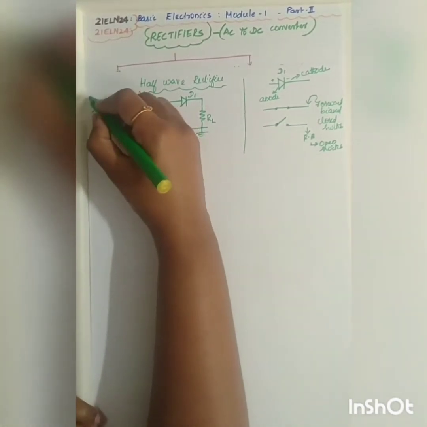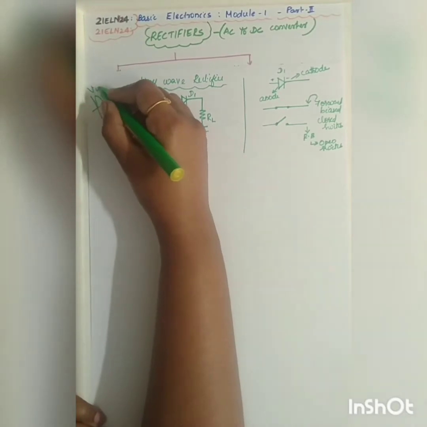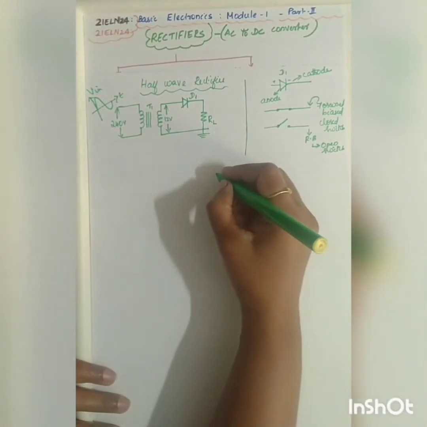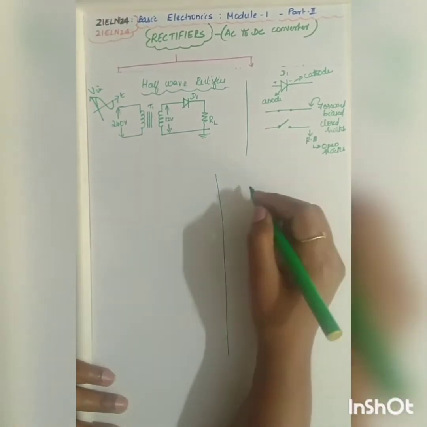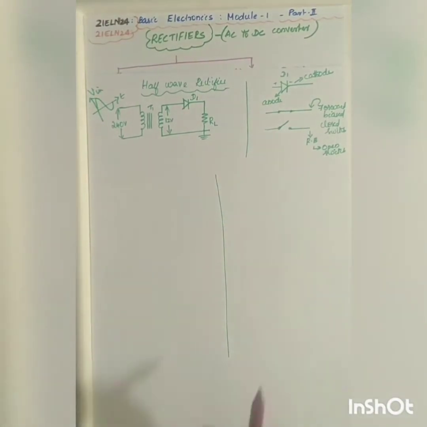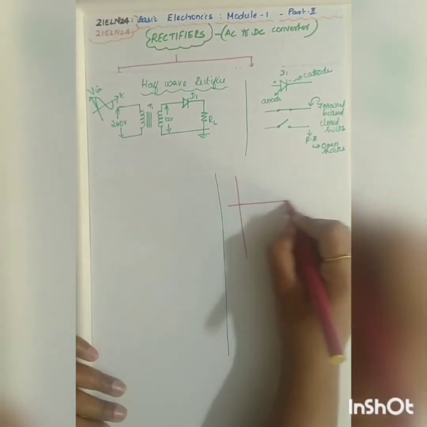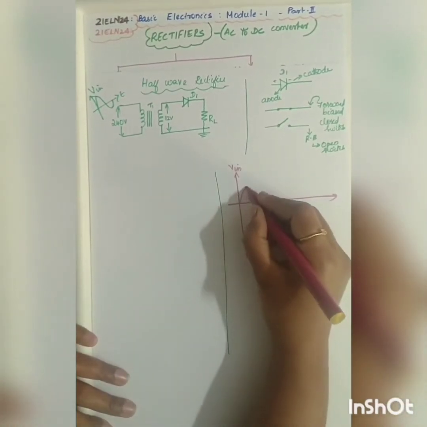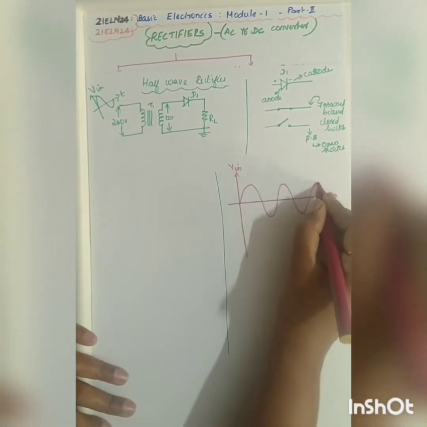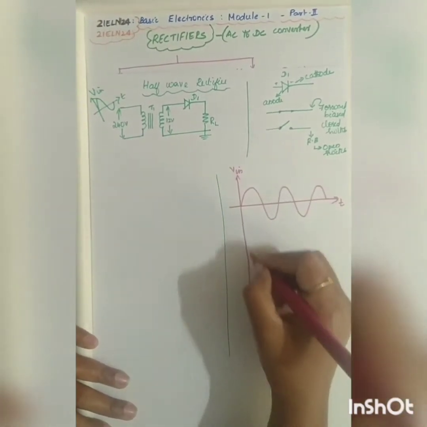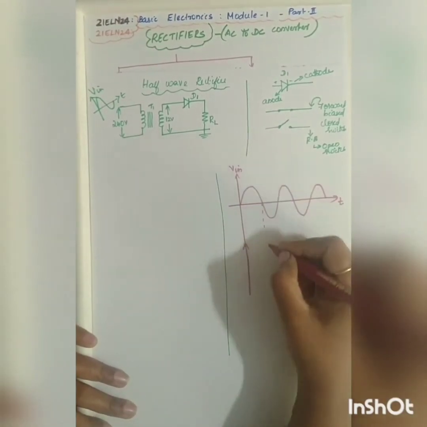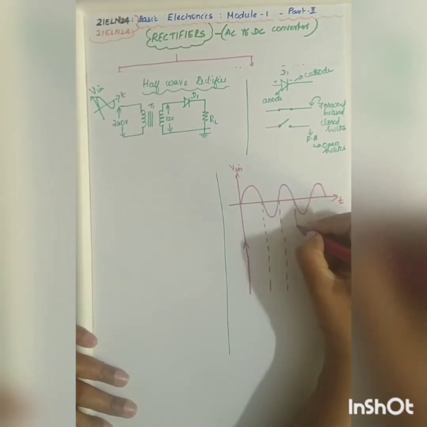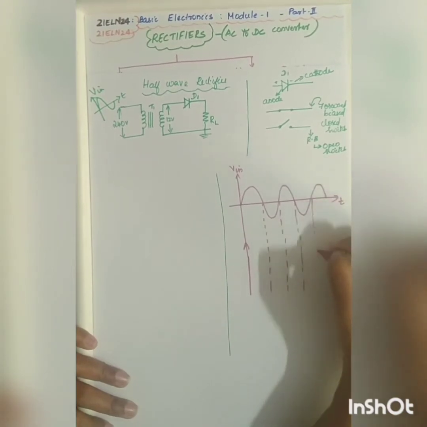You know that the input is your sinusoidal signal. So V in is a sinusoidal signal. Let me draw the waveform here, and let me take another color. This is your waveform V in, a sinusoidal waveform with its time period. Now we have to plot the V out waveform also. You will be having two cases, during the positive half cycle and during the negative half cycle.